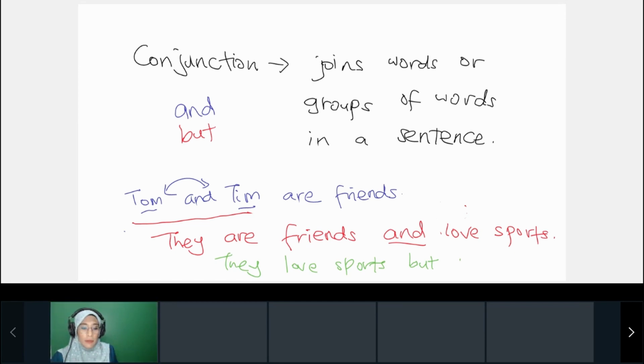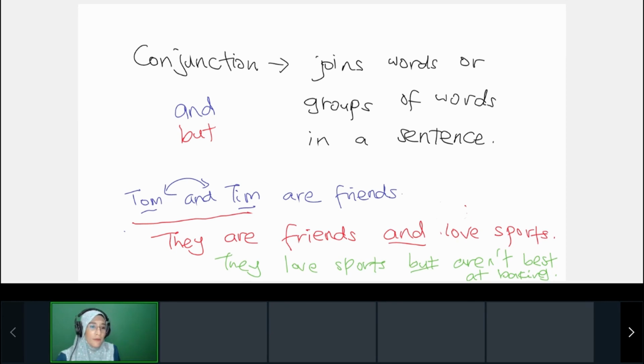they love sports but aren't best at baking. Maybe something like that. They love sports but aren't best at baking. All right, so it's contrasting. They love sports and they don't like baking, right? They don't like baking, or they are not best at baking. So you can use the word "but." This is the most favorable conjunction.